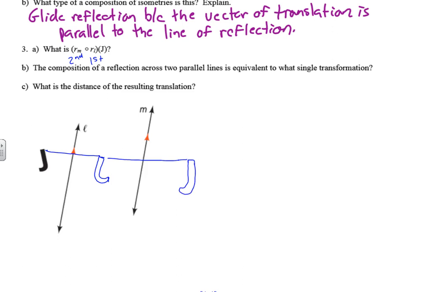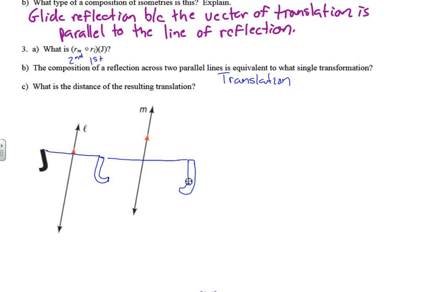Okay, so the composition of a reflection off two parallel lines is equivalent to what single transformation? That would be a translation. Okay, so again, what could we do? We could really just slide this all the way across. What is the distance of the resulting translation?